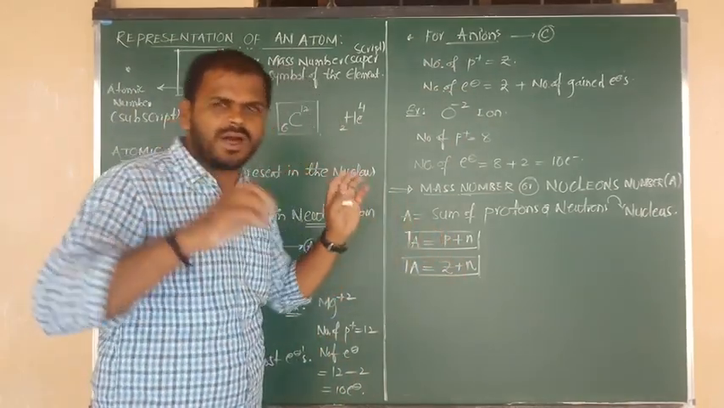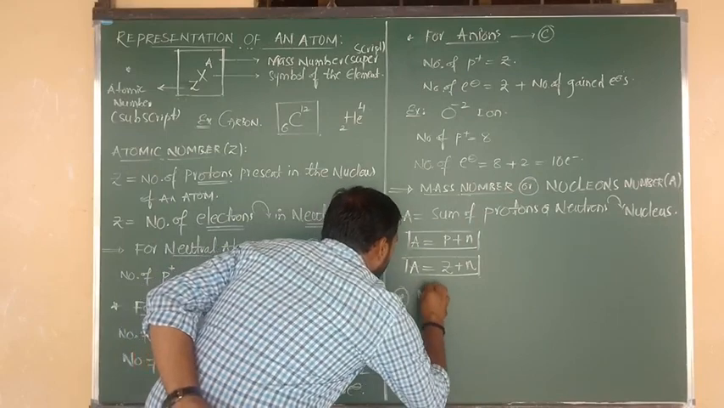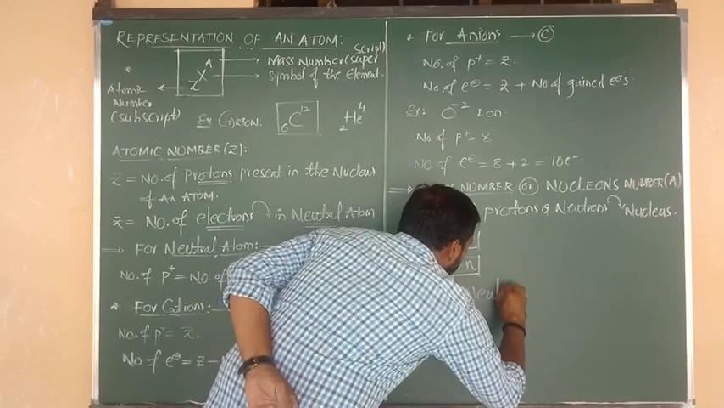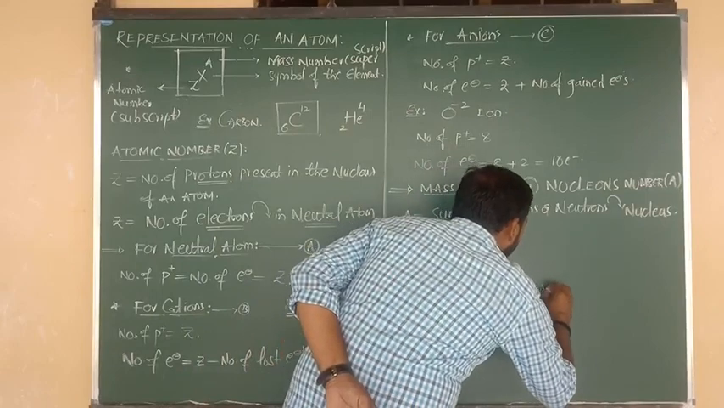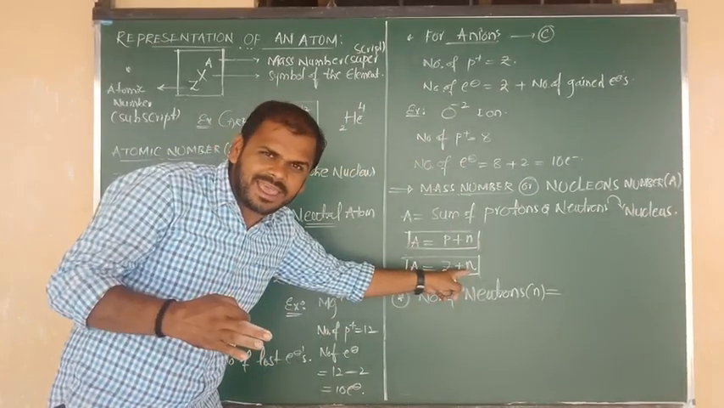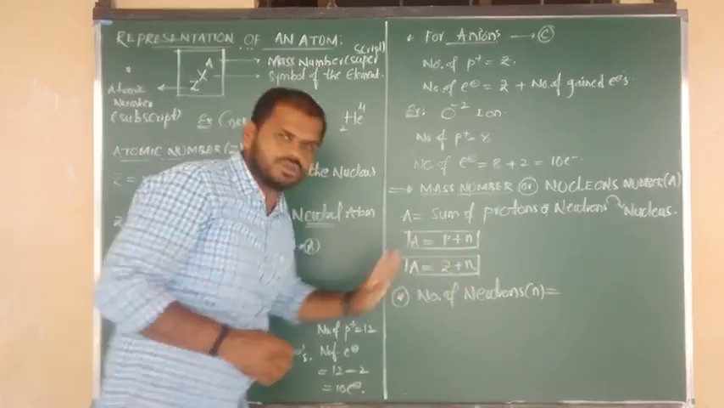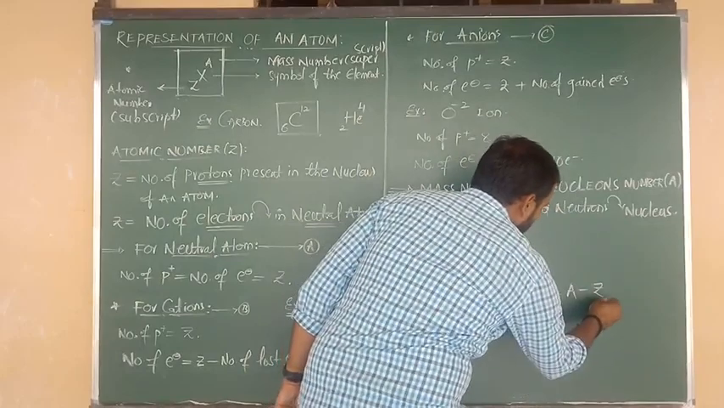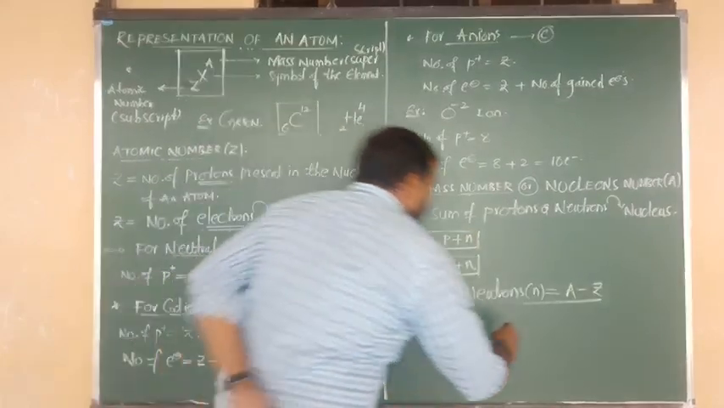So we simplify this formula to get the number of neutrons. We need N, so bring the Z value to the left side: A minus Z is equal to N. So N is equal to A minus Z. Number of neutrons is N, and N is equal to A minus Z.